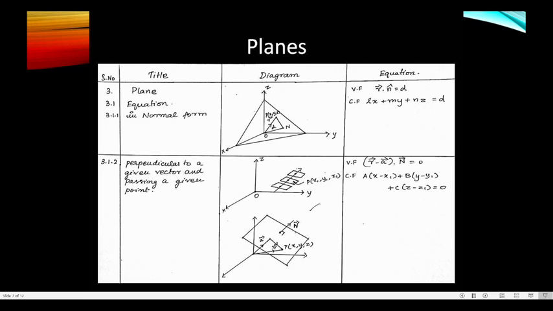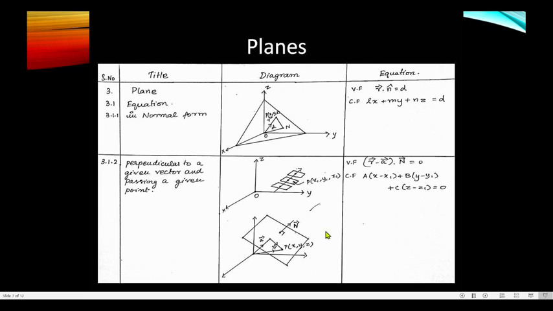So next is 3.1.2, that is equation perpendicular to a given vector and passing a given point. So this is the next equation of plane. I have given the diagram here. You can see in the first diagram, it is passing through a given point and perpendicular to the given vector. So vector form: r vector minus a vector dot n vector is equal to 0. Cartesian form: a into x minus x1 plus b into y minus y1 plus c into z minus z1 is equal to 0.